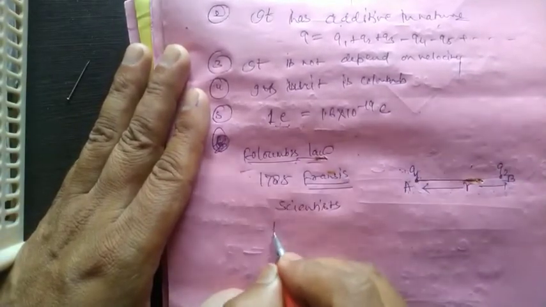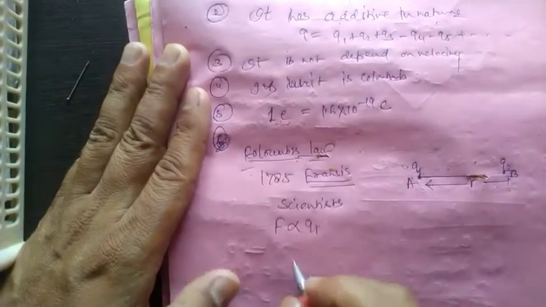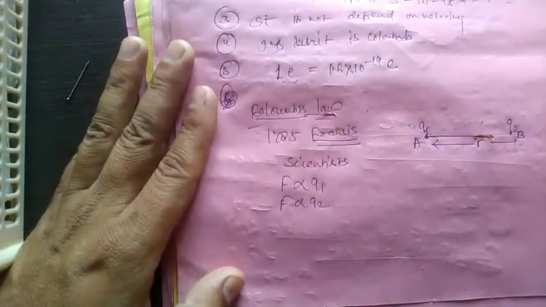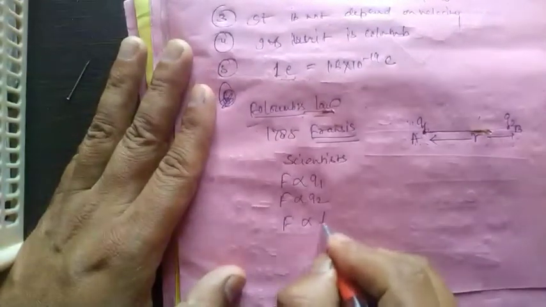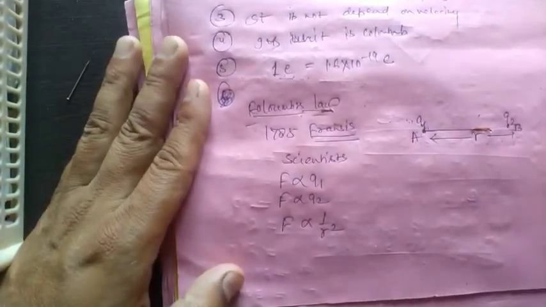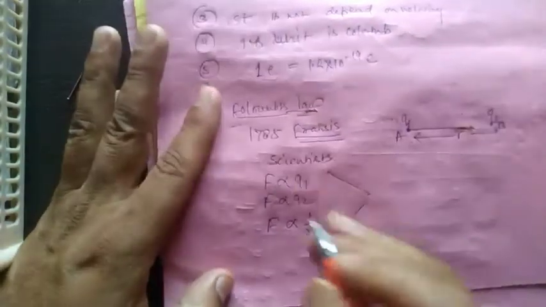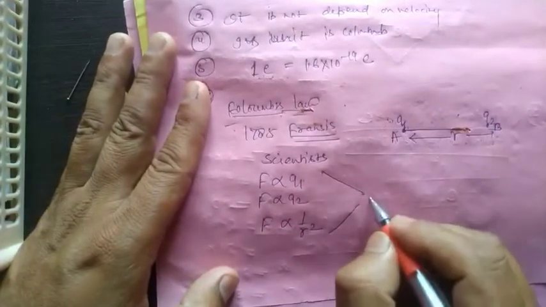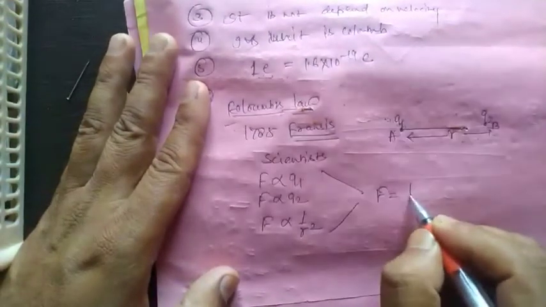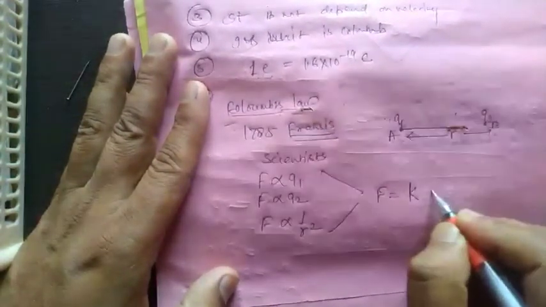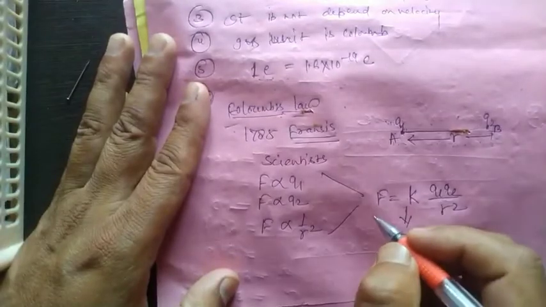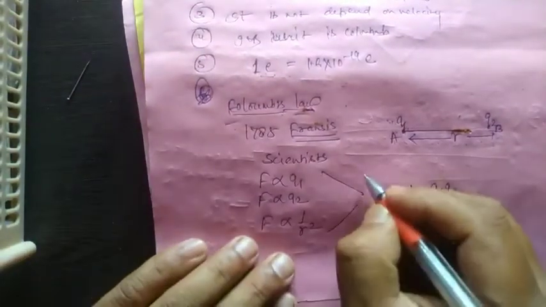We can say F is proportional to Q1 and F is proportional to Q2, and F is also inversely proportional to 1 upon r square. And finally, F equals K Q1 Q2 upon r square. K is a proportionality constant. We write this.